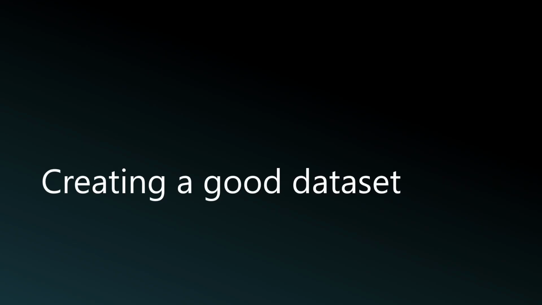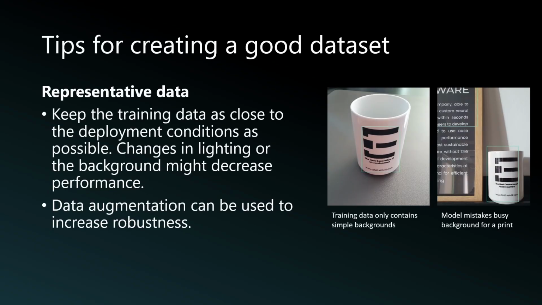Well, the first thing that you need for creating an AI model is a data set. And because there are some things that you should look out for, I'll start with giving you a few tips and tricks on how to create a good data set. So, the first thing that you should look out for is to record data that is representative, that is as close to your deployment conditions as possible.